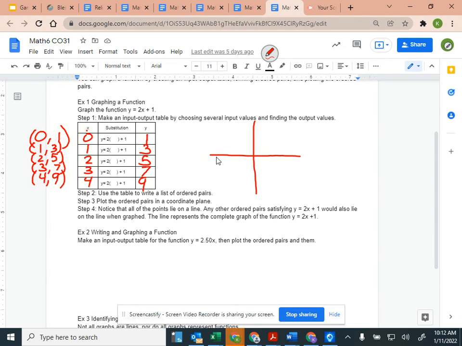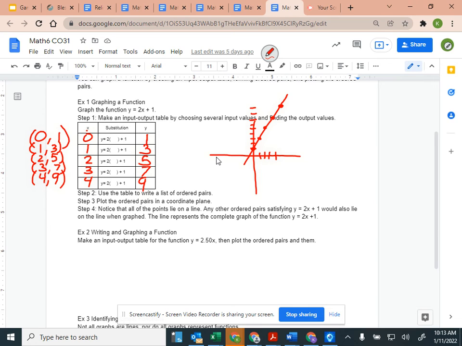So if I were to graph this, 0, 1, 1, 3, 2 is 5, 3 is 7, 4 is 9. And we can see it is a straight line. So if it is a straight line, is it linear or non-linear? Well, linear, because it's a line, so it's linear.